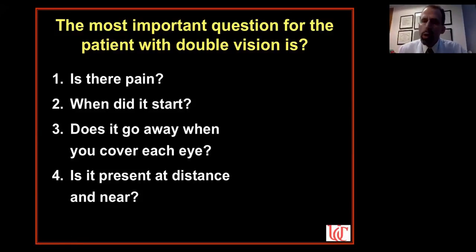So usually the reason we're evaluating patients with ocular motility problems is that they have double vision. They come in and say, I've got double vision, that's my chief complaint. So there's always one question that is, to me, as a neuro-ophthalmologist, more important than all the other ones. So I would ask you to go ahead and vote. Is the most important question, is there any pain? That would be the first box. The second question, when did it start? Third question, does it go away when you cover each eye? And fourth question, is it present at distance and at near?